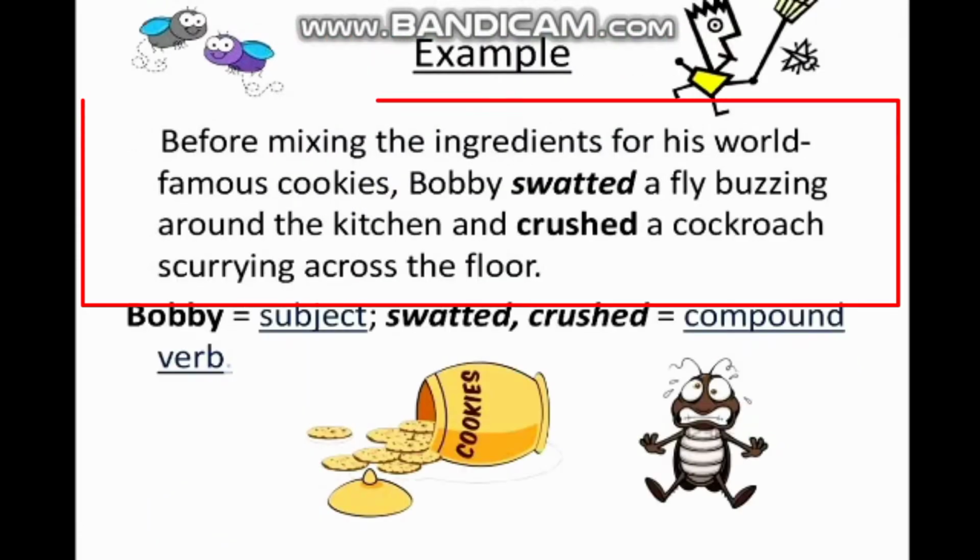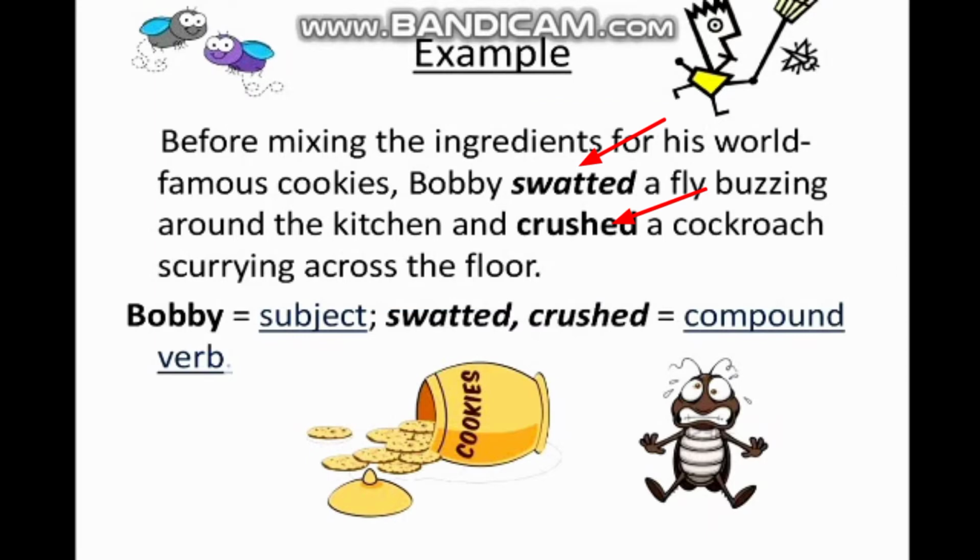Example here. Before mixing the ingredients for his world famous cookies, Bobby swatted a fly buzzing around the kitchen and crushed a cockroach scurrying across the floor. So this is an example. Here Bobby is the subject, swatted and crushed are the compound verb. Like in this sentence we have 2 verbs. When 2 verbs are used in a sentence, it's called a compound verb.